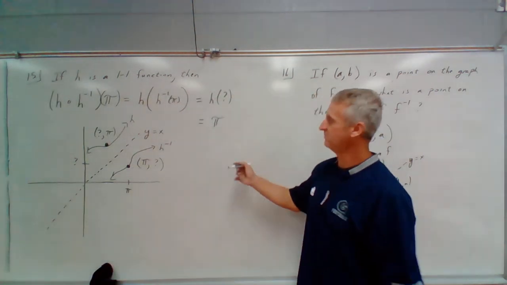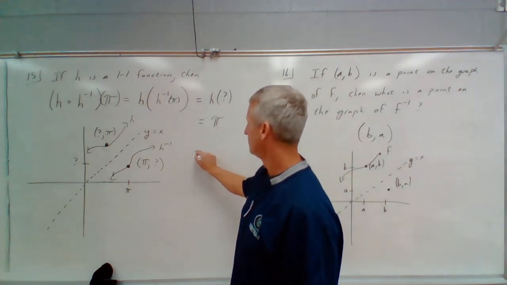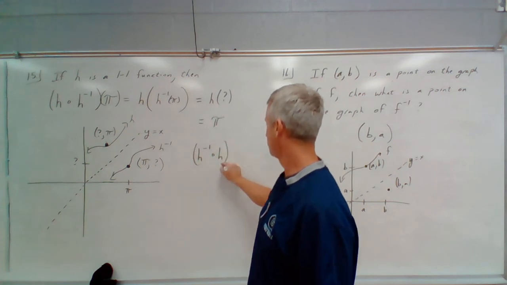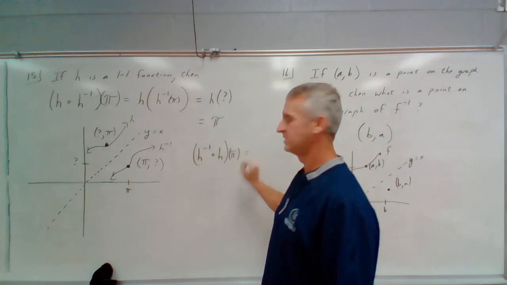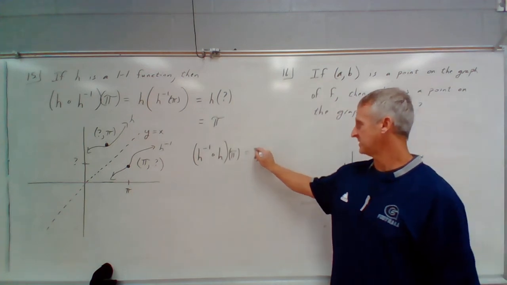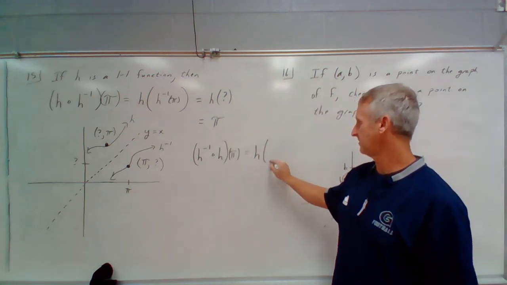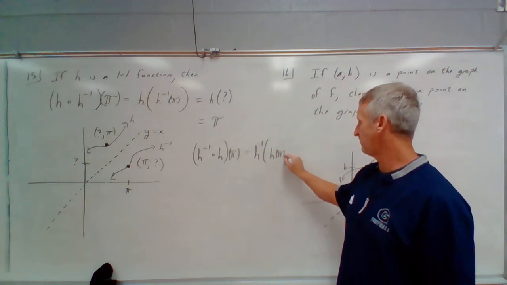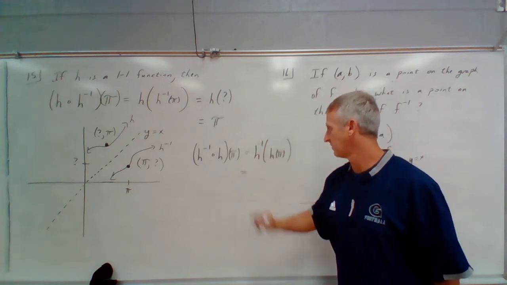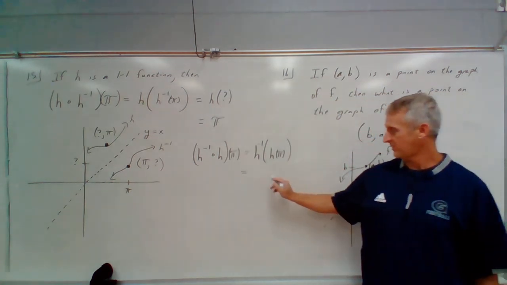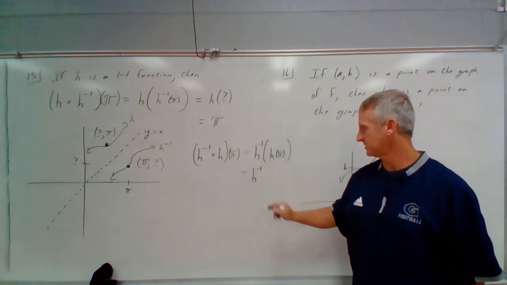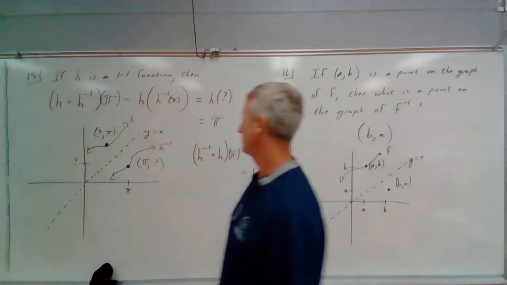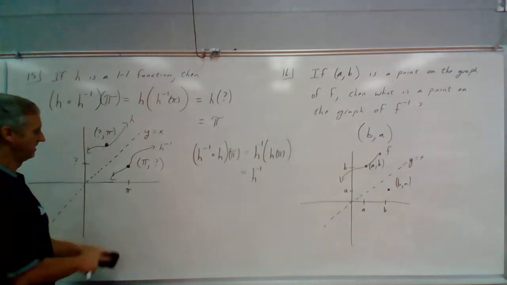Let's do this the other way around just for fun. This wasn't part of the question, but it's interesting. Let's do h inverse circle h of pi and see what we get. Again, this means h inverse of h of pi. Now, what's h of pi? Well, I don't know what h of pi is.